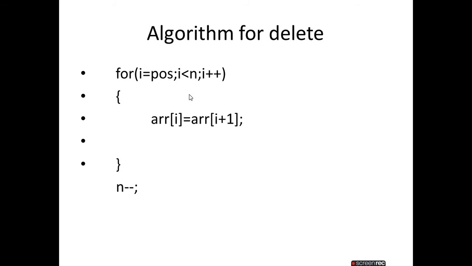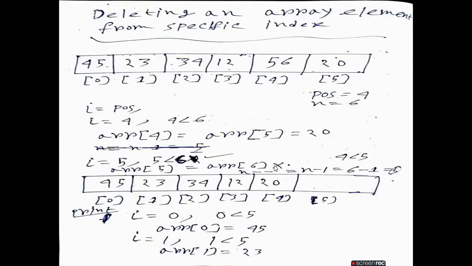The condition is false. Stop. Then n minus minus. The n value is 6; 6 minus 1 is 5. So the n value is now 5. Now when we print our values, the concept is same. Okay, fine.